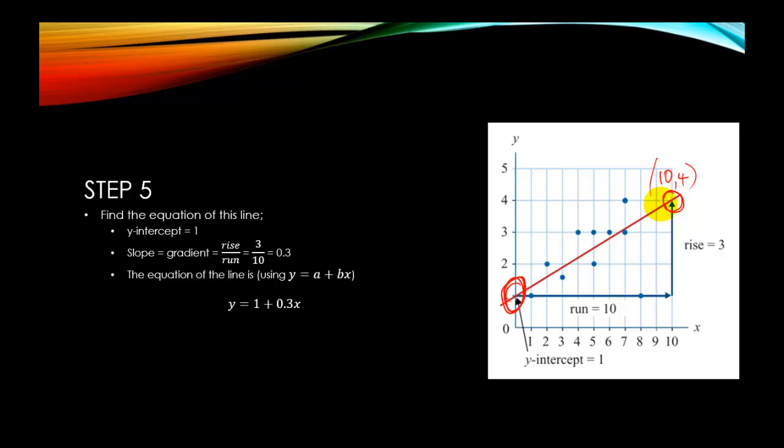So we know that the rise in this case is between 1 and 4, which is 3, and the run is between 0 and 10, so there's 10. You do rise over run, 3 over 10 gives you 0.3. Now we've got the y-intercept as 1, the gradient is 0.3. We substitute the values into y equals a plus bx to give us y equals 1 plus 0.3x. Now that is the equation of the line that we found using the 3 median method.